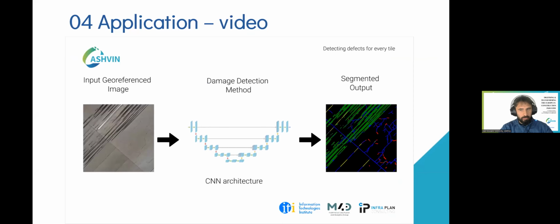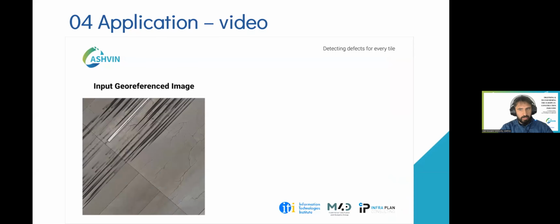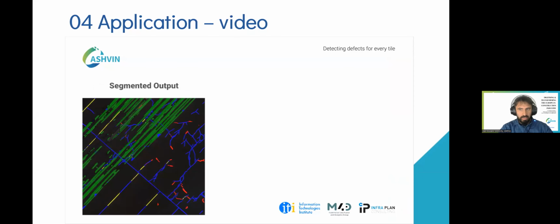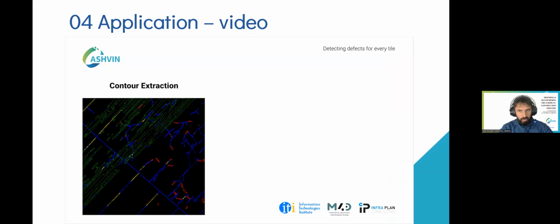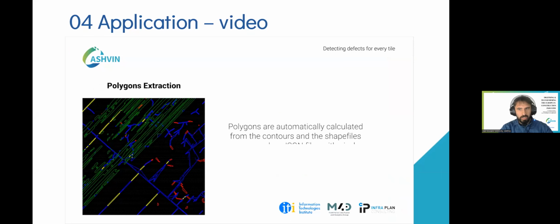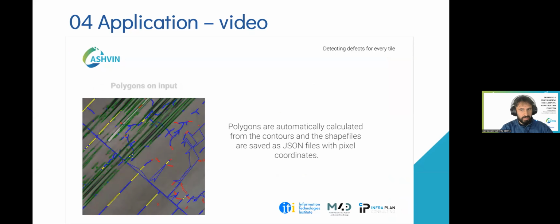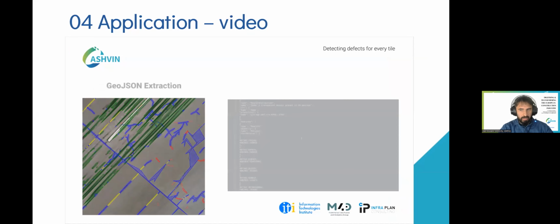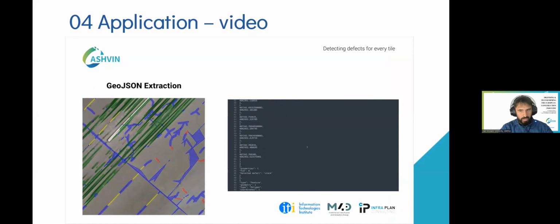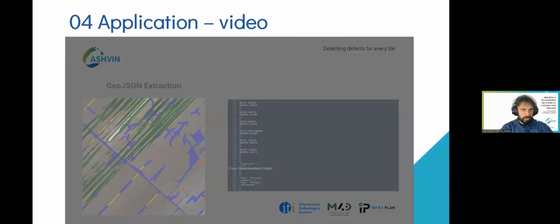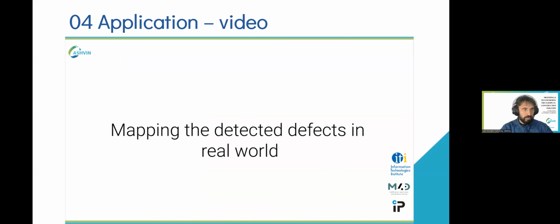This mask is in pixel form, which has a specific color representation for each damage class. But in order for this information to be usable, we further automatically process the output to extract the contours, and then the polygons describing these damages, and the extracted shapes are saved in shape files in JSON format. The coordinates of the polygons are then translated into real-world coordinates, creating GeoJSONs that can be easily used for mapping the damages in real maps, as will be seen later.